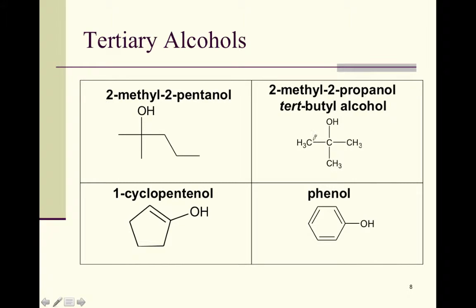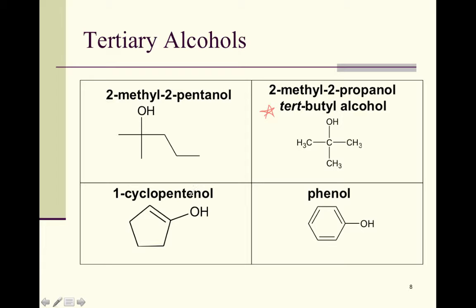2-methyl-2-propanol. We have 1, 2, 3 carbons with a methyl coming off of 2, and also the alcohol is coming off carbon number 2. This is tert-butyl alcohol. Also, that's its common name. In the lab world, tert-butyl alcohol is what we call it. So this is a common name you want to know. And sometimes instead of tert-butyl, they'll actually just put T-butyl.